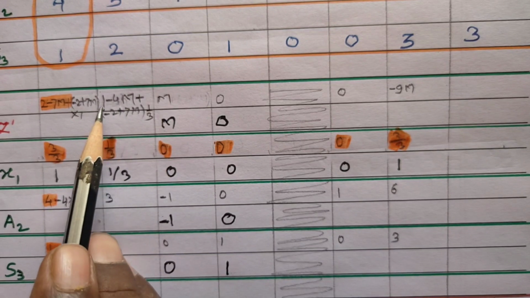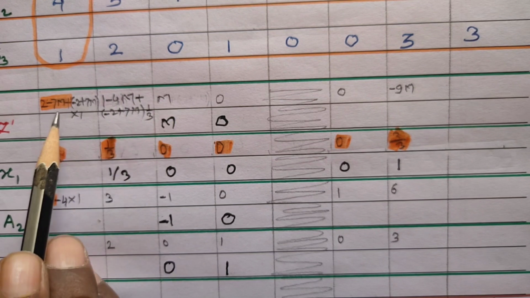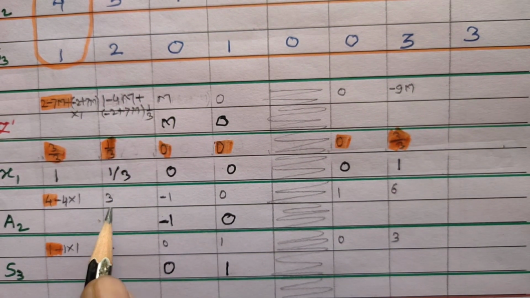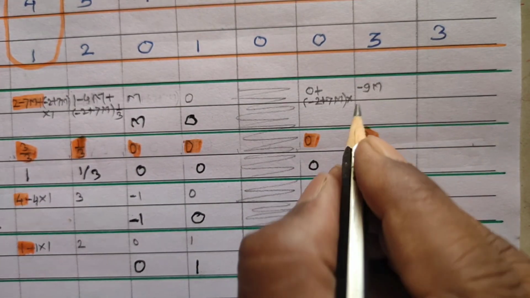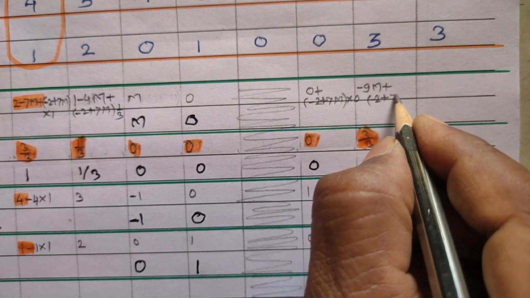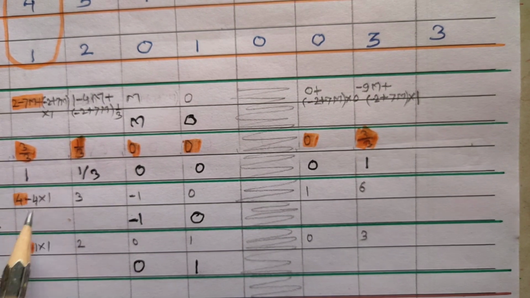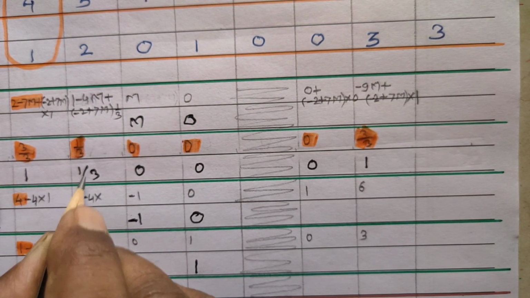So here 1 minus 4m plus this element is as it is from 0th iteration, and then plus minus 2 plus 7m into this element. Okay, here also 0 plus we can write here minus 2 plus 7m into this element 0, then minus 9m plus minus 2 plus 7m into 1 into 1. Then from here operation we are applying like this, minus 4 into key row element, here also minus 4 into key row element is 1 upon 3.